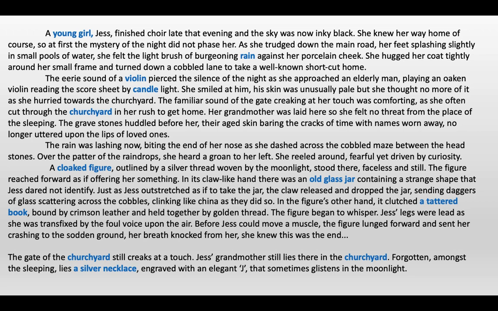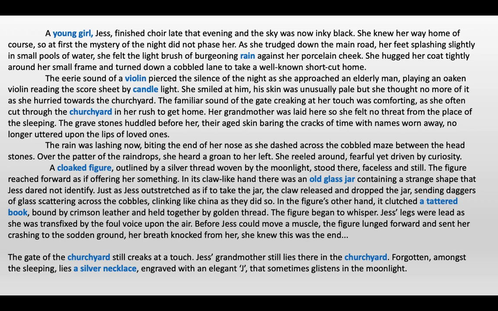The gravestones huddled before her, their aged skin bearing the cracks of time, with names worn away, no longer uttered upon the lips of loved ones. The rain was lashing now, biting at the end of her nose as she dashed across the cobbled maze between the headstones. Over the patter of the raindrops, she heard a groan to her left. She reeled around, fearful yet driven by curiosity.